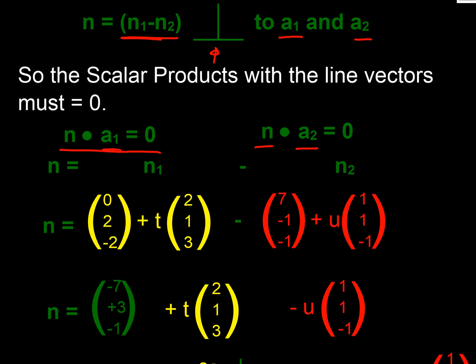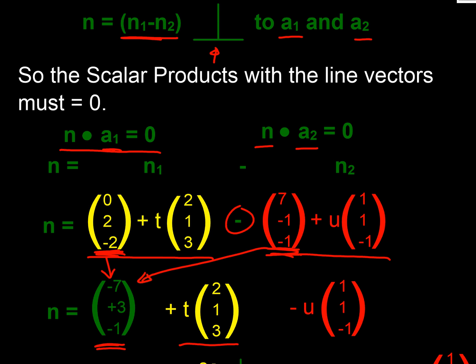Yeah, and we've got a formula for n. We've got our yellow line formula and subtract our red line formula. And if we just want to sort out our constants components here, we can take the first vector of this point and that point there and take one away from the other, because subtraction, and we end up with this (-7, 3, -1) vector. And then we've got our yellow line vector with its parameter t, take away our red line vector with its parameter u.